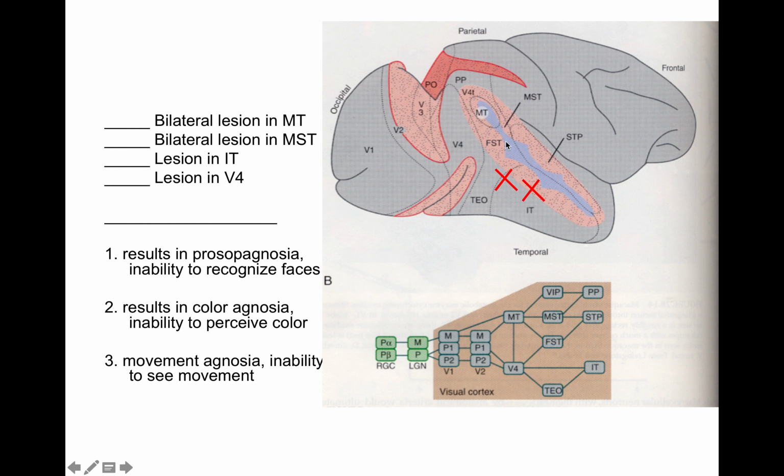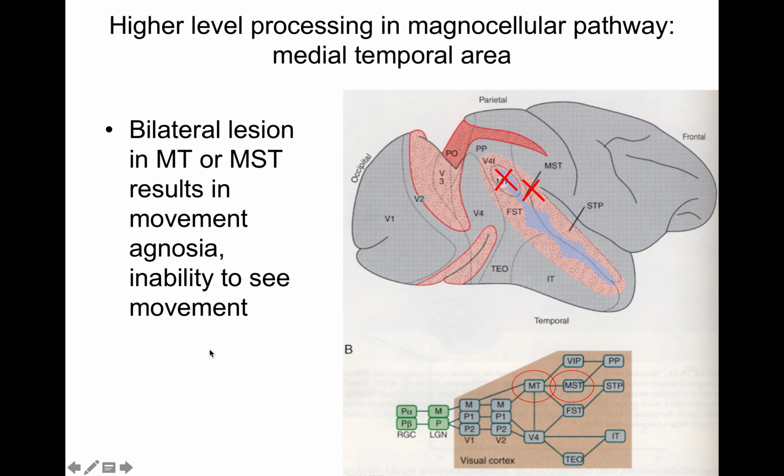So you'll want to go through and think about these different structures and how they might be related to lesions in the MT, MST, and IT regions, and then the inferotemporal and TEO regions here, so you can link them to the different deficits that can occur. So have some fun thinking about that part of it. And then this actually gives you some of the answers.